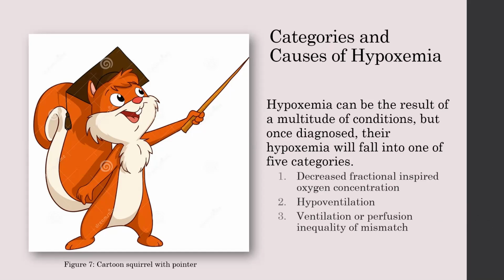Ventilation perfusion inequality, or mismatch, is the most common type of hypoxemia. In this case, the patient's ventilation and perfusion are not equal, resulting in hypoxemia. These patients may have airway disease, vascular disease, alveolar disease, or atelectasis. In these cases, treatment of the underlying condition is necessary to resolve their hypoxemia.